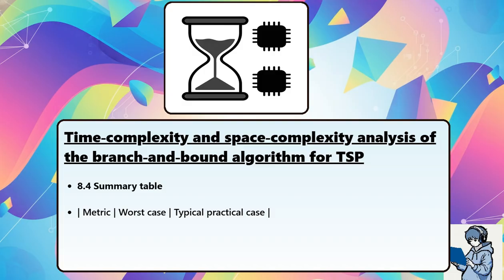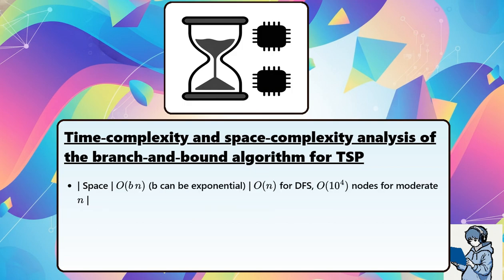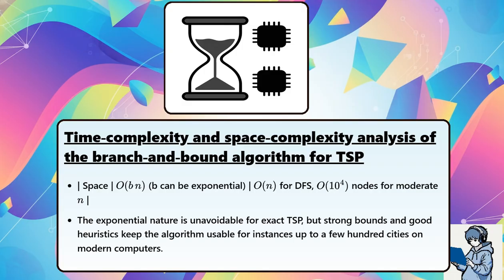Subsection 8.4: Summary table. Column headings: metric, worst case, typical practical case. Time: O((n-1)!; n²), exponential. Typical practical case: approximately O(c^n) with 1.5 ≤ c ≤ 2. Space: O(b times n). b can be exponential. Typical practical case: O(n) for depth first search, O(10^4) nodes for moderate n. The exponential nature is unavoidable for exact traveling salesman problem, but strong bounds and good heuristics keep the algorithm usable for instances up to a few hundred cities on modern computers.